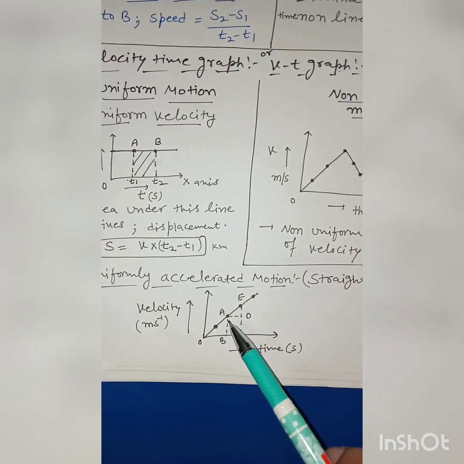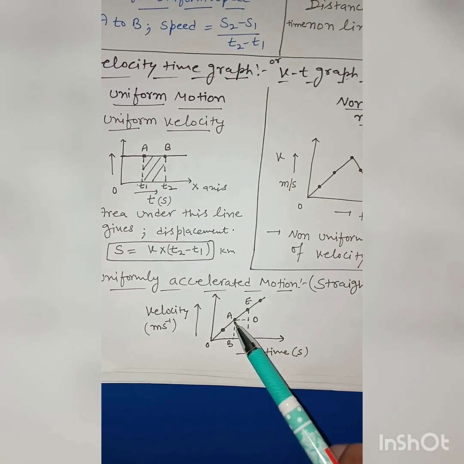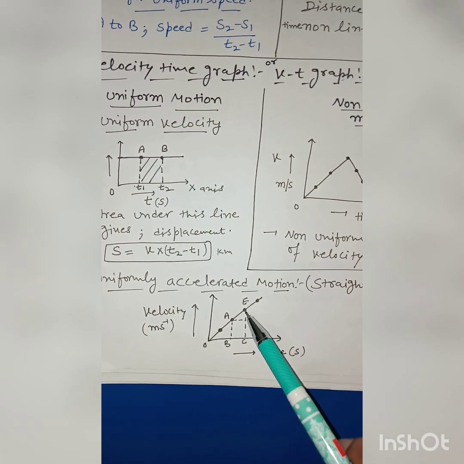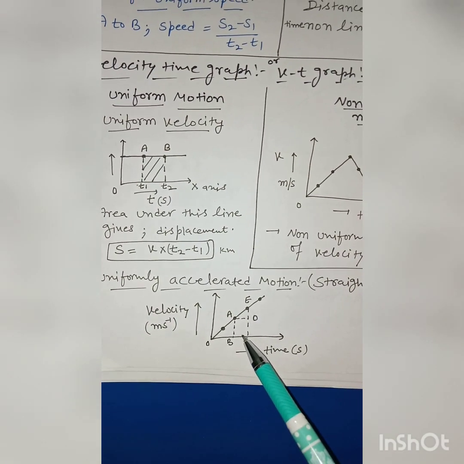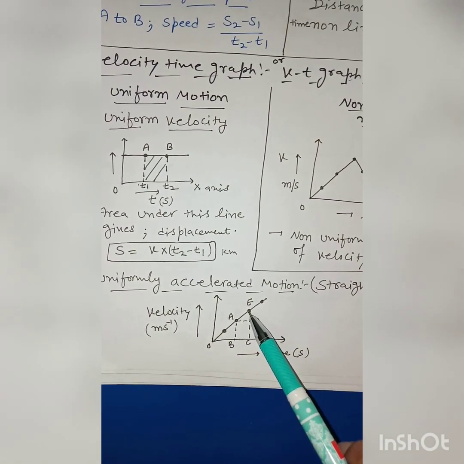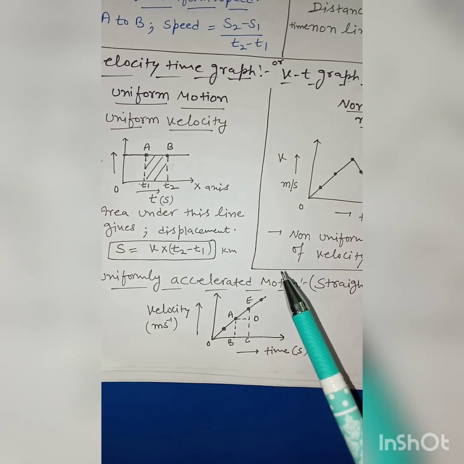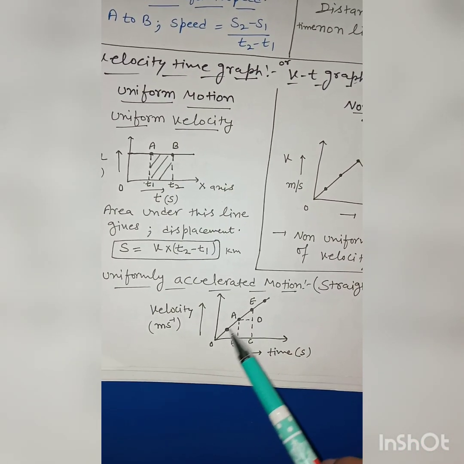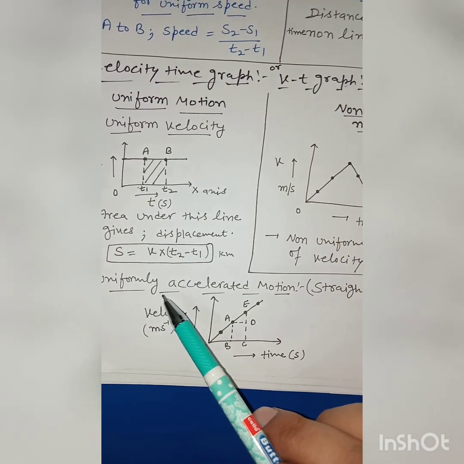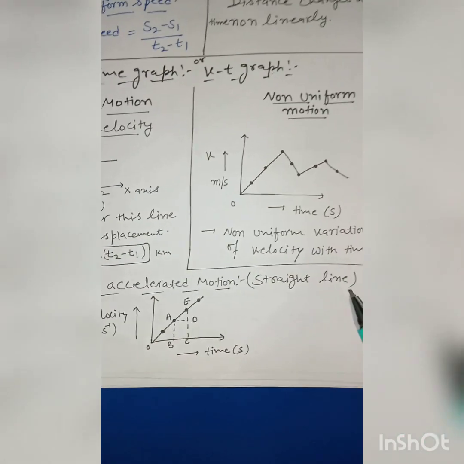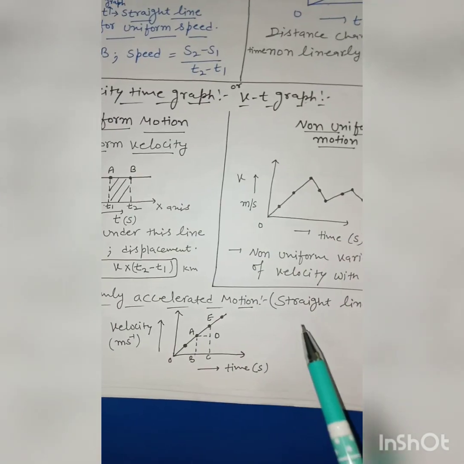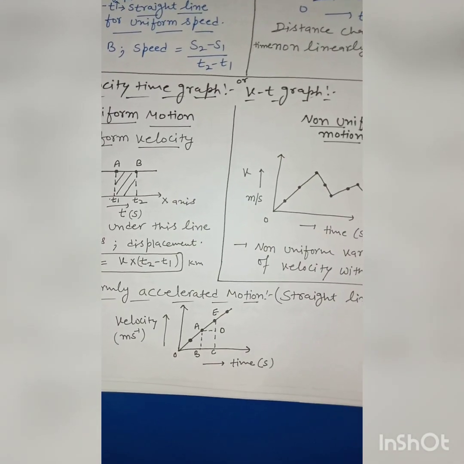Now we can take 2 points A and E. At point A, suppose time is t1. At point E, suppose time is t2. At point A the velocity is v1, at point E the velocity is v2, and there is an equal change. That's why this graph is known as uniformly accelerated motion, and the velocity-time graph for uniformly accelerated motion is a straight line.